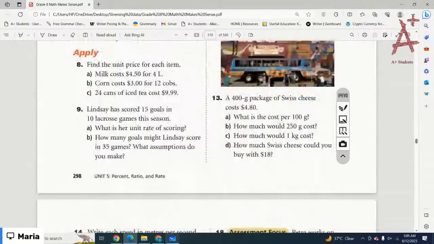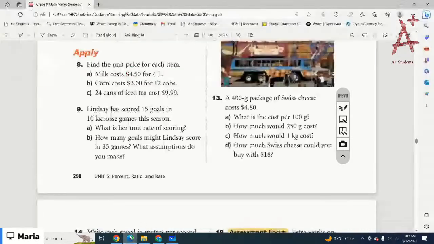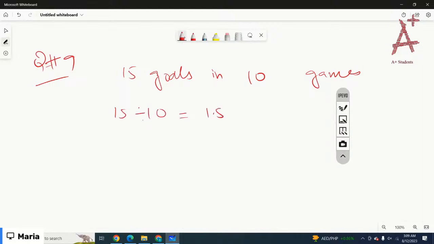For question number 9, 15 goals in 10 games, right? So you have to divide 15 by 10. You will get the unit rate. That would be 1.5 goals per game. That means in one game he did 1.5 goals, right?